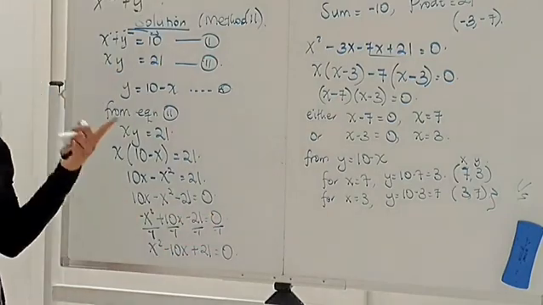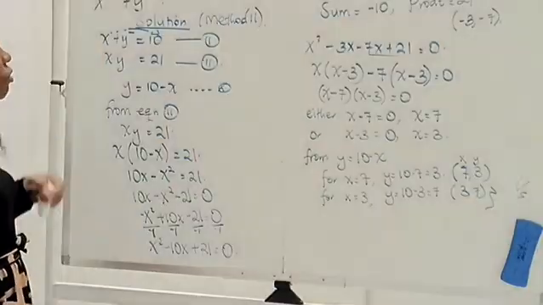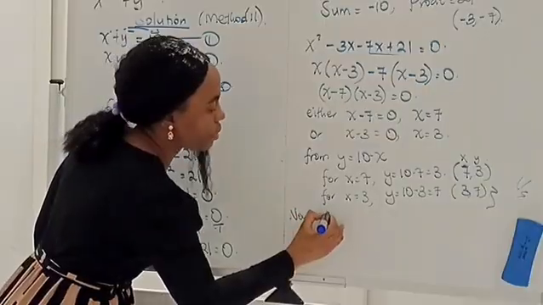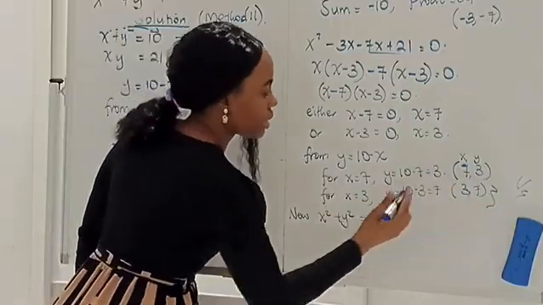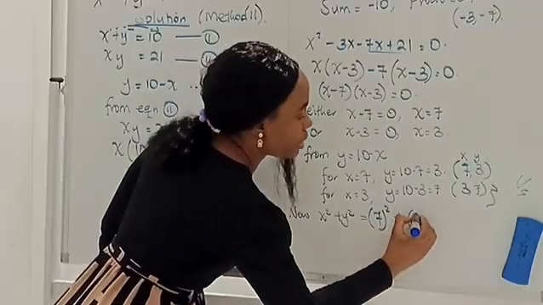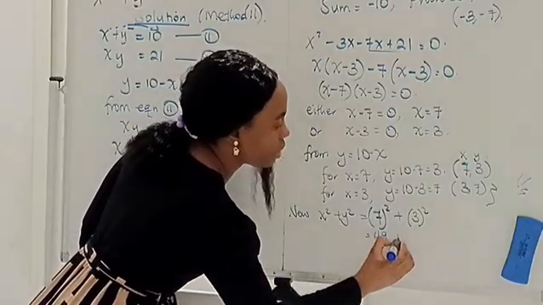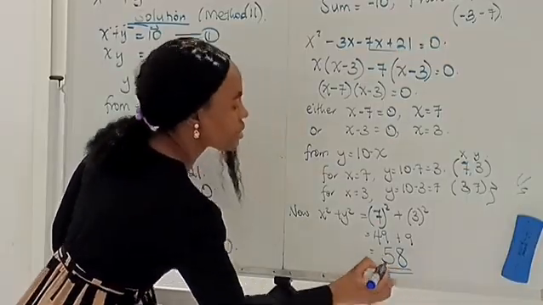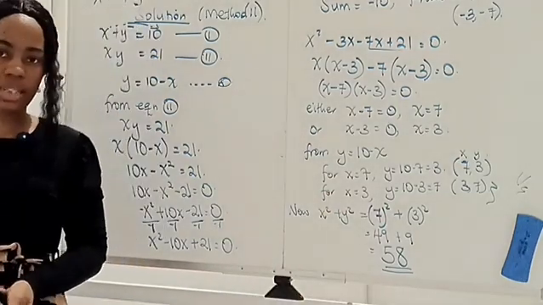Now, either way, if I use the first bracket, I will get the same answer. Now, let us try to get the value of x squared plus y squared. If I use this, it's going to be 7 squared plus y squared, it is 3 squared. So this is going to be 49 plus 9, and your answer is equal to 58. Okay, so you try to use the second one and see whether you get the same answer.